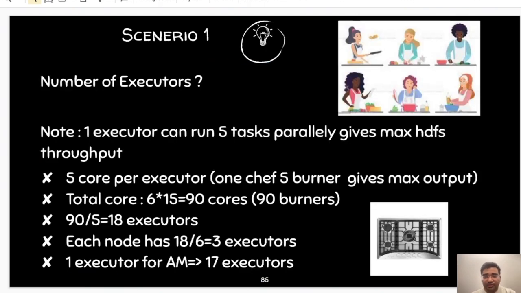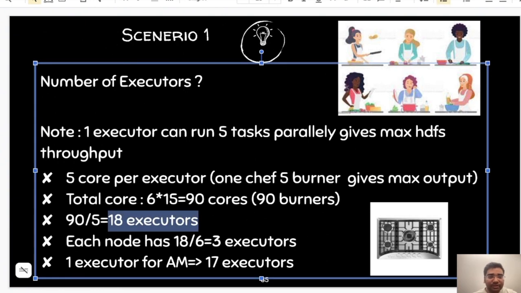So what we're going to do is remove one core, one burner, and keep it aside for backup. If everything fails, at least you will have something. And in programming it is saved for the OS, the operating system, to work on. So now out of 16 you have 15 cores per node, and we need to decide the cores per executor, one chef.